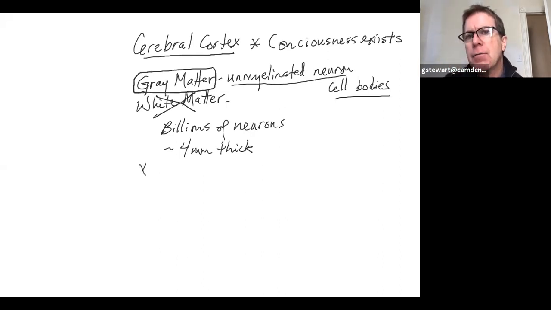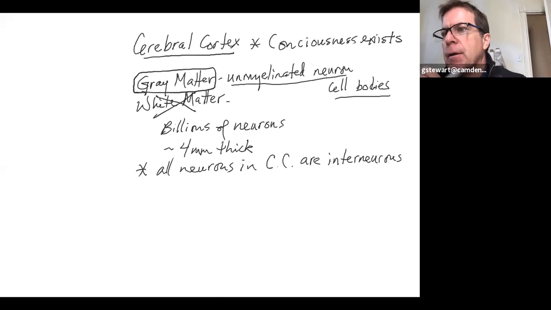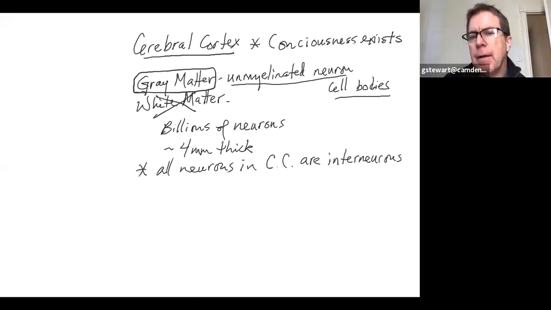All neurons in the cerebral cortex, I'm just going to write in the cerebral cortex CC, are classified as interneurons. So they're not sensory afferent neurons. They're not motor efferent neurons. They are all interneurons, those association neurons. All right, let's move on.